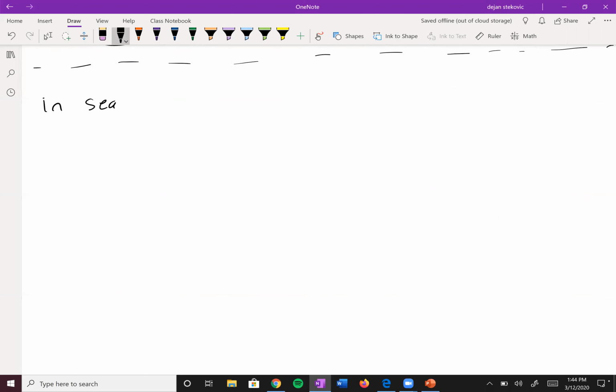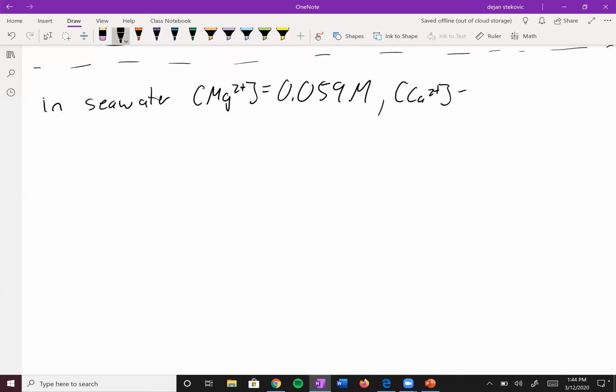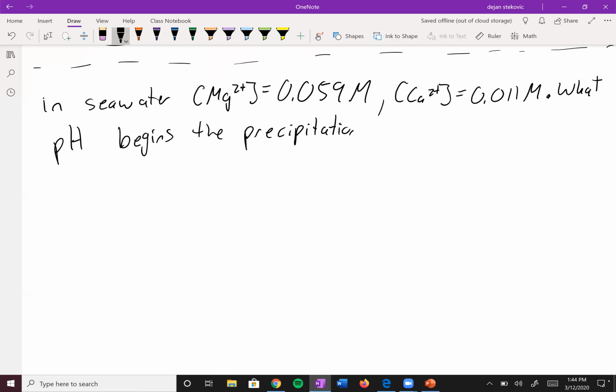So in seawater, the concentration of magnesium 2+ is equal to 0.059 molar, while the concentration of calcium 2+ is equal to 0.011 molar. The question is, what pH begins the precipitation? And actually, the first question that you really should answer is, what precipitates?